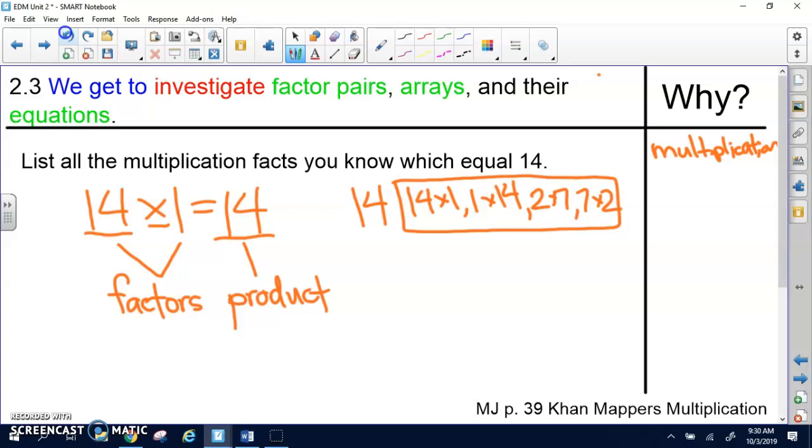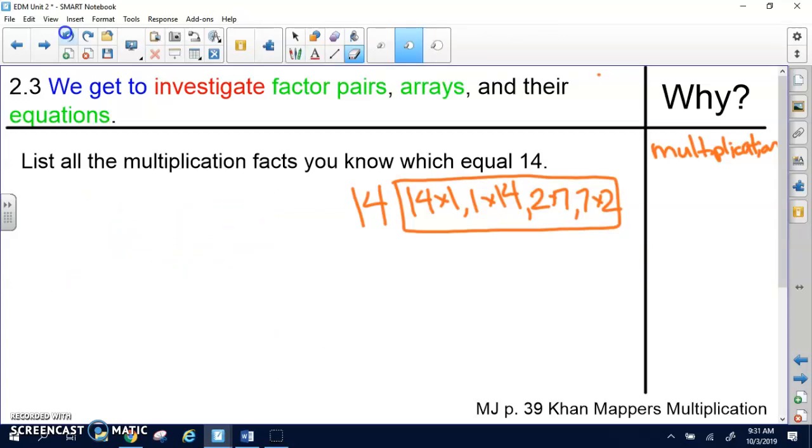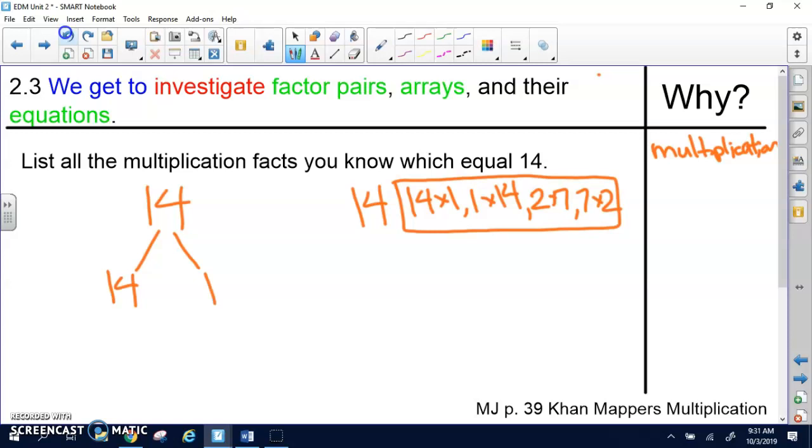I want to give you a little trick. Okay. If you have a number, I'm trying to think if this is true. When you're thinking of factor pairs, you can look at them like this. I think I've seen a tree. So I know 14 times 1. Are we okay with this? Okay. Then I can break 14 down into 7 times 2. Are we okay with this?